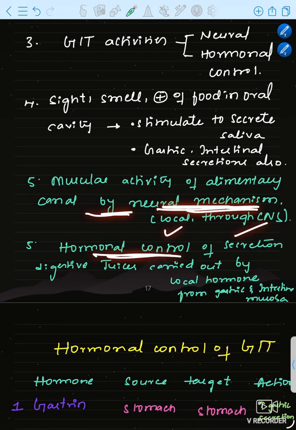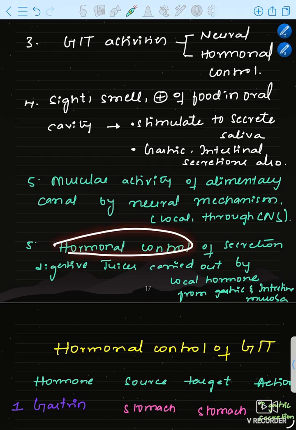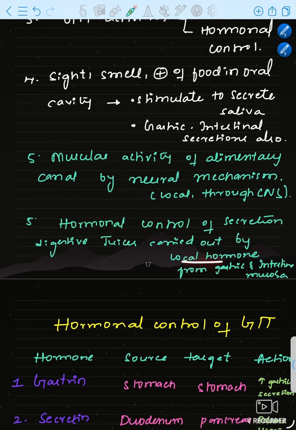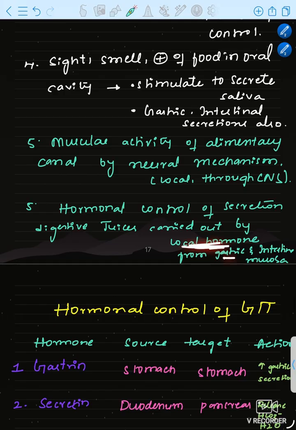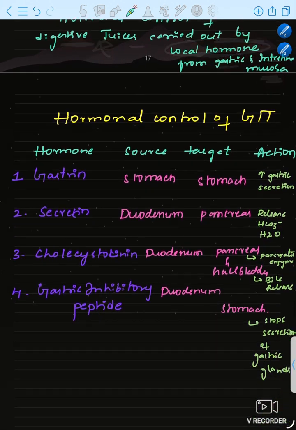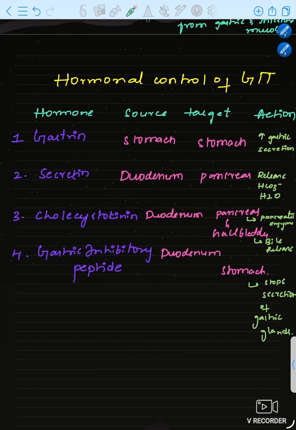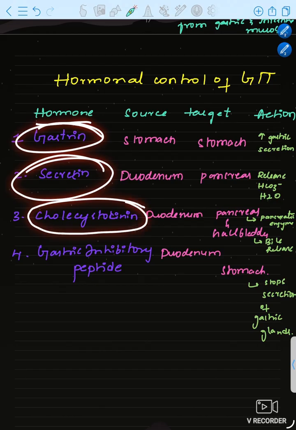Now, hormonal control of the digestive juices. Digestive juices are secreted under hormonal control, by local hormones from the gastric and intestinal mucosa. See, this is not there in NCERT, just for an idea; it is not at all important. Hormones like gastrin, secretin, cholecystokinin and gastric inhibitory peptide will be there.